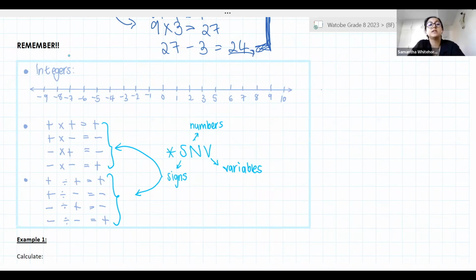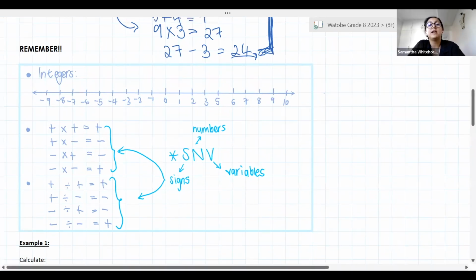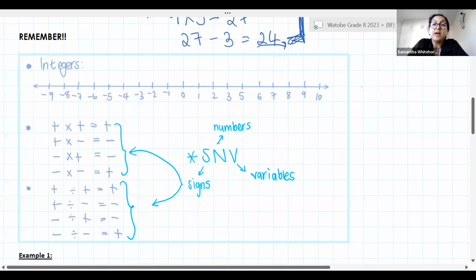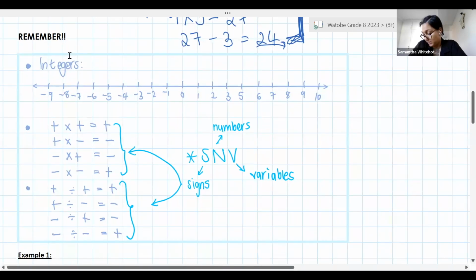Okay, so those are some important things to remember about integers. Make it a bit big in case you want to take a screenshot before we carry on. But now we're going to put all of this into practice.